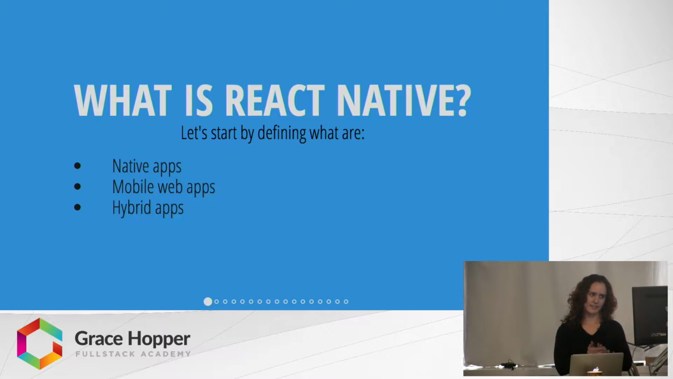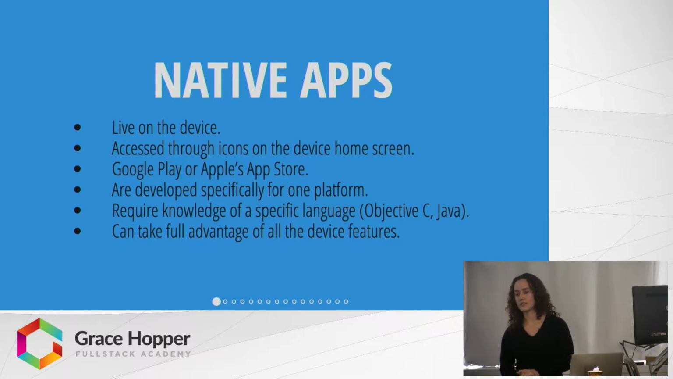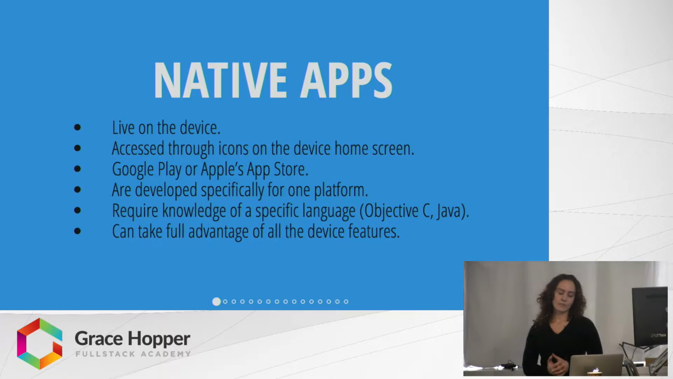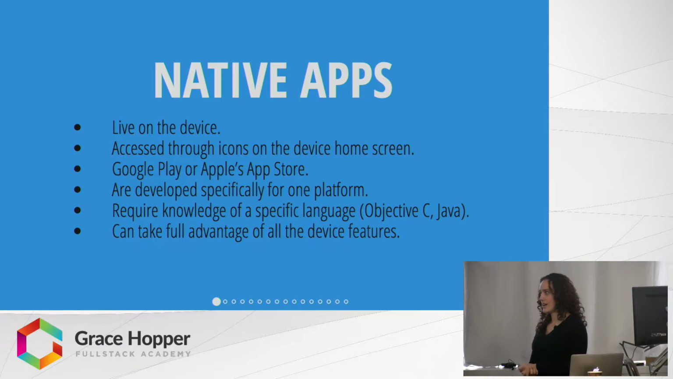So let's start by talking a little bit about native apps, mobile web apps, and hybrid apps. So native apps, these are the ones that live on your devices. They are accessed through the device home screen. You can download them in the device's store. For iOS, it's the App Store, and for Android, it's the Google Play Store. These applications are specifically built for each platform. They require specific skill sets, such as Java for Android apps, and Objective-C or Swift for iOS apps.